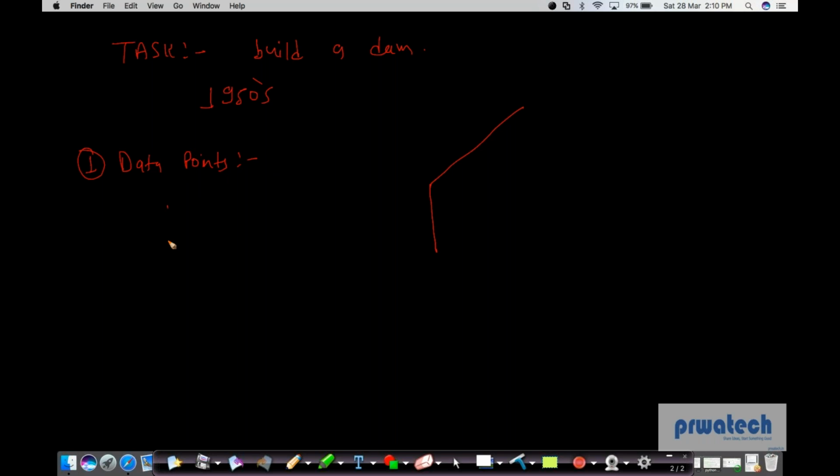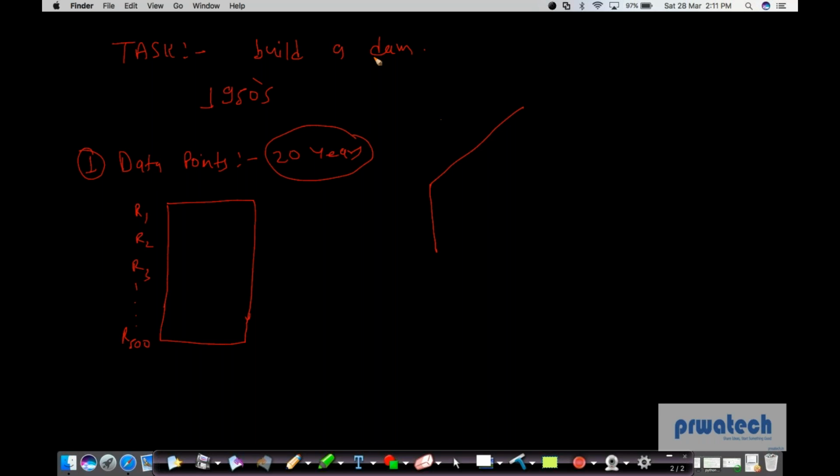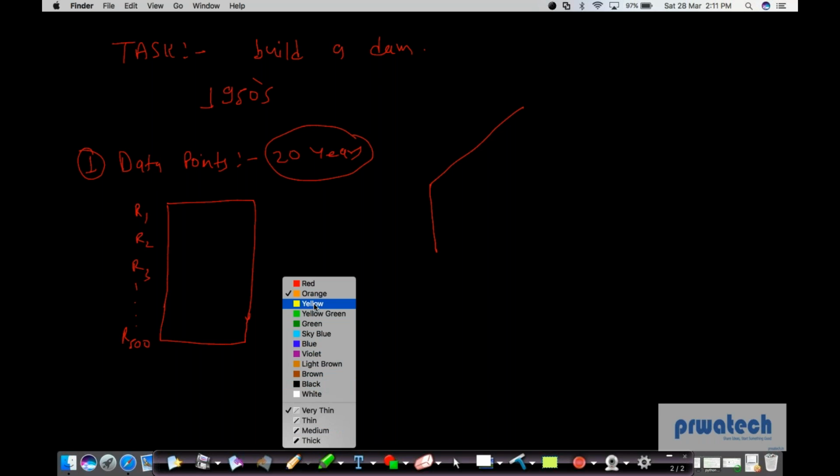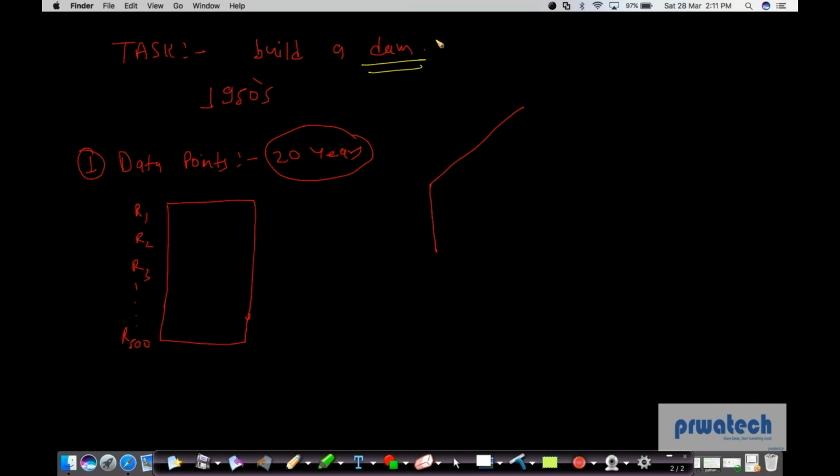So they used to store their data in a chart. They used to refer to the chart, and this is my row number 1, row number 2, row number 3, and likewise I have a total of 500 data points from the last 20 years. What kind of data is this? When I'm building this dam, I'm not building it for just 5, 10 or 20 years. I'm building it for hundreds of years.